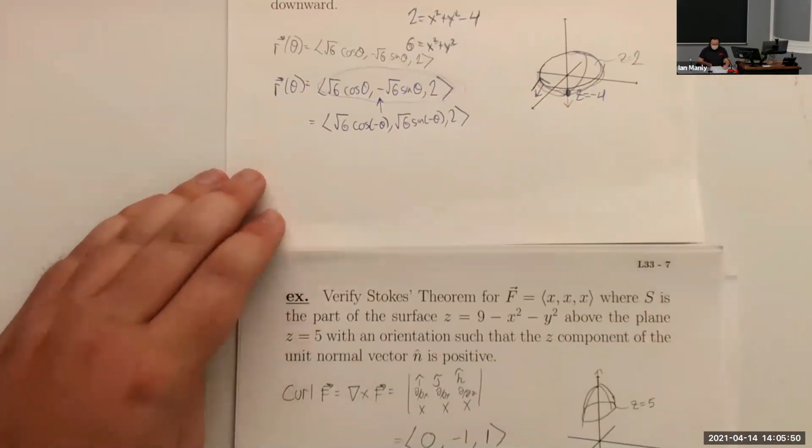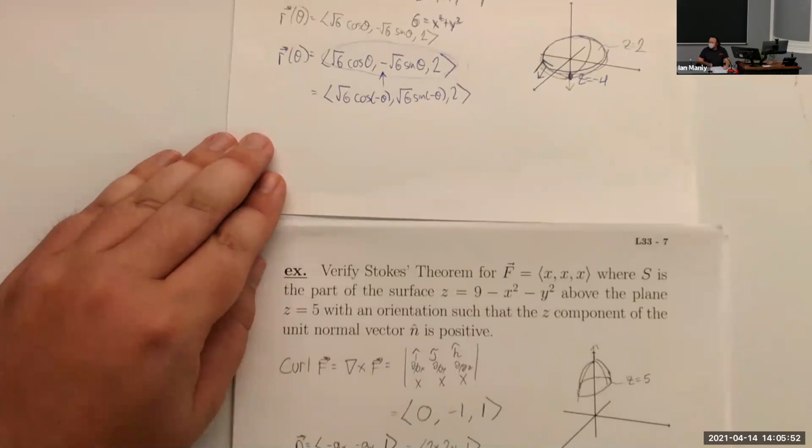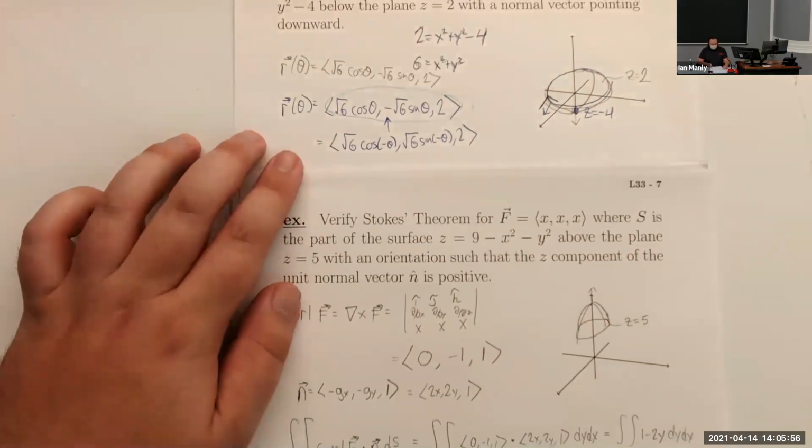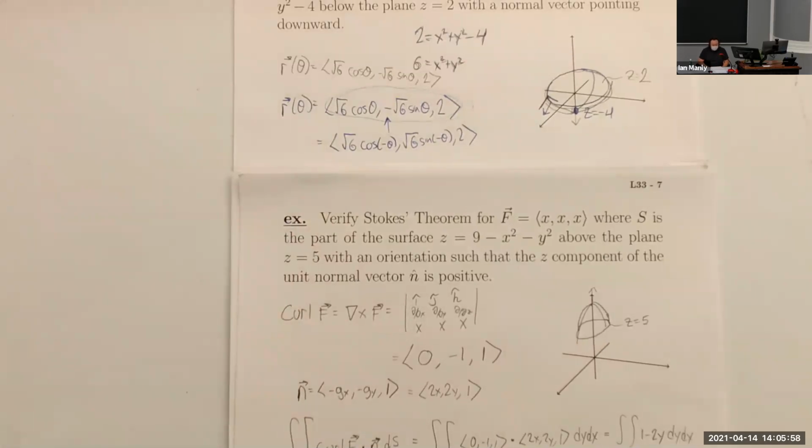Now we're actually going to use Stokes' theorem, or rather we're going to verify Stokes' theorem. So we're going to verify Stokes' theorem for this kind of interesting looking vector field. F is x, x, x, where S is the part of the surface z equals 9 minus x squared minus y squared above the plane z equals 5 with an orientation such that the z component of the unit normal vector n is positive. And that kind of makes sense, right?